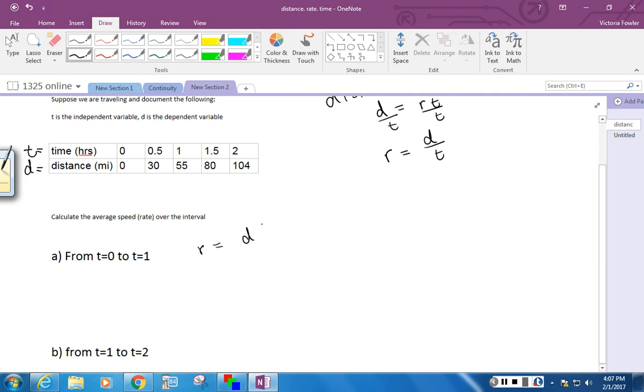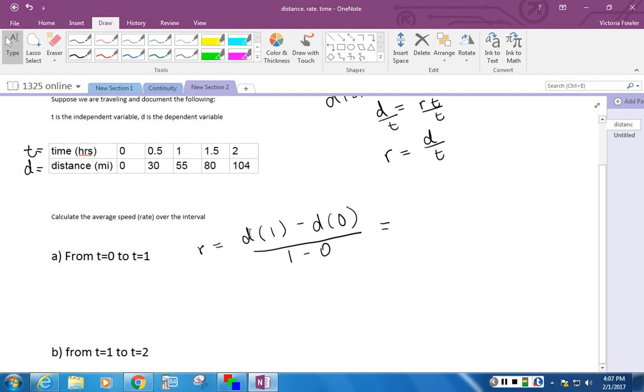I would find it by finding d of 1, right? I'm using this function notation, the distance I've gone after 1 hour, minus the distance I went at 0 hours, and I would divide it by the time, and the time is just a difference again between 1 hour and 0 hours.